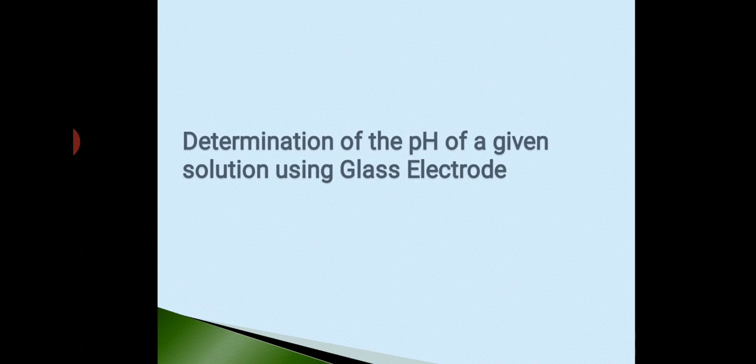So in the glass electrode there will be a sensitive membrane which senses only H plus ion from the solution. One of the very important uses of glass electrode is to determine the pH of the given solution. In this video students will understand step by step the determination of pH of a given solution using glass electrode. Let us understand it.